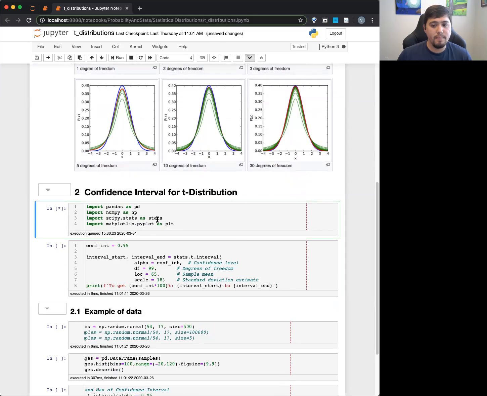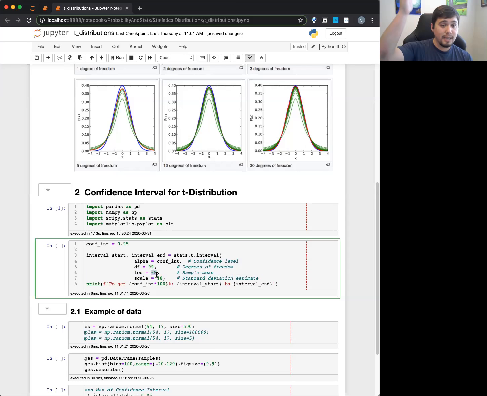sample mean. So I'm creating a t-distribution with 99 degrees of freedom, where loc, meaning the sample mean, should be 65, with a standard deviation of 18. So we can expect it to come out like that.